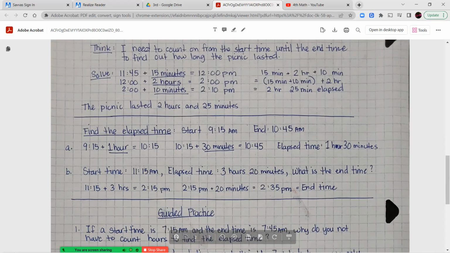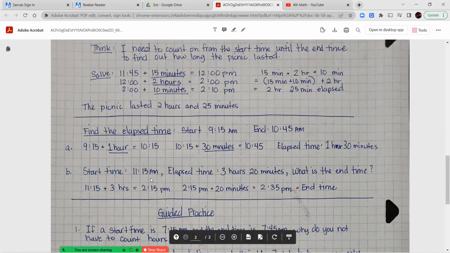Find the elapsed time if we start at 9:15 and we end at 10:45. So 9:15 plus another hour would get me to 10:15. 10:15 plus 30 minutes would get me to 10:45. So the elapsed time here is 1 hour and 30 minutes.